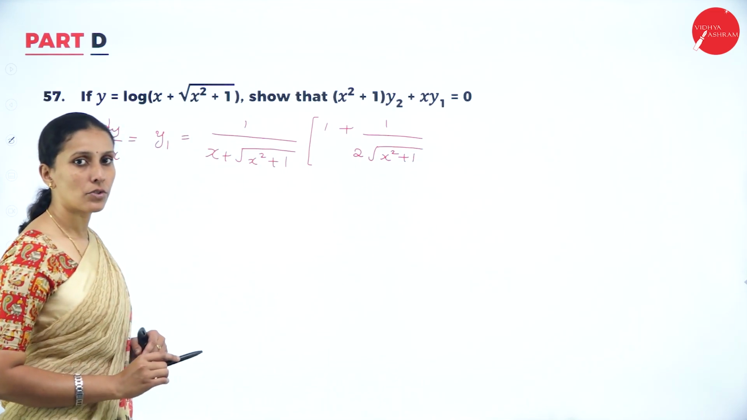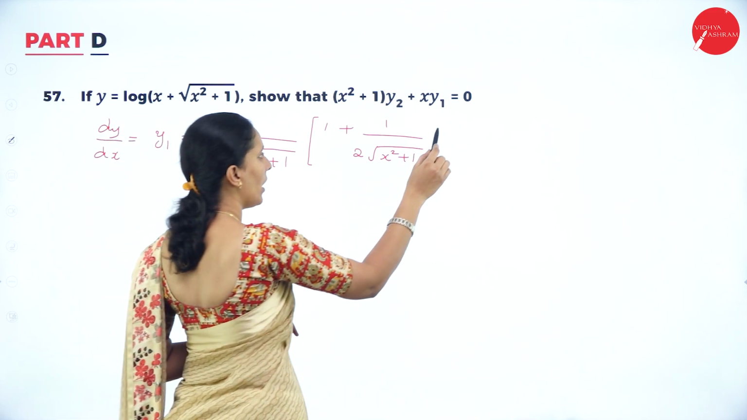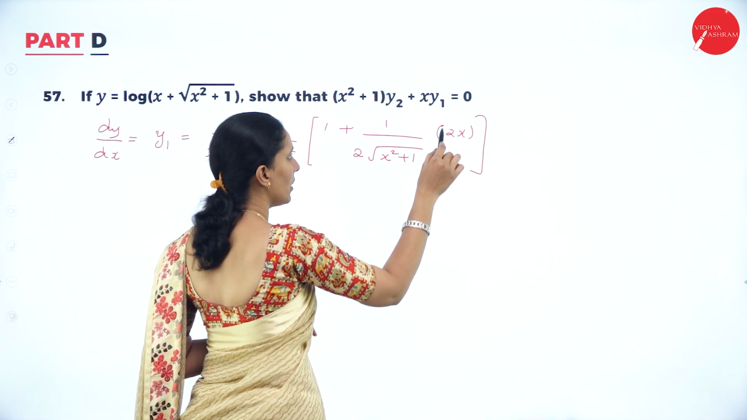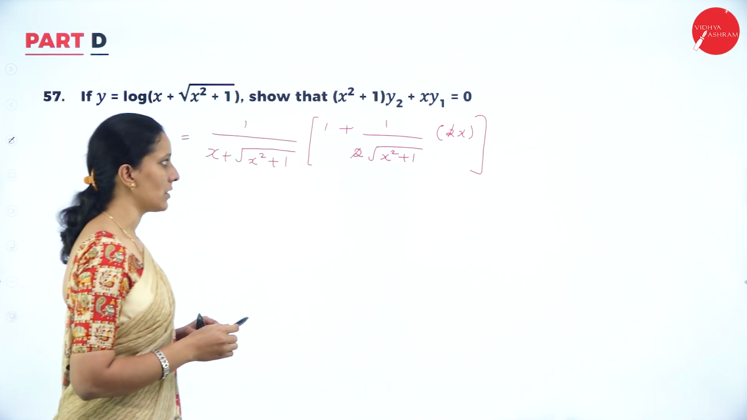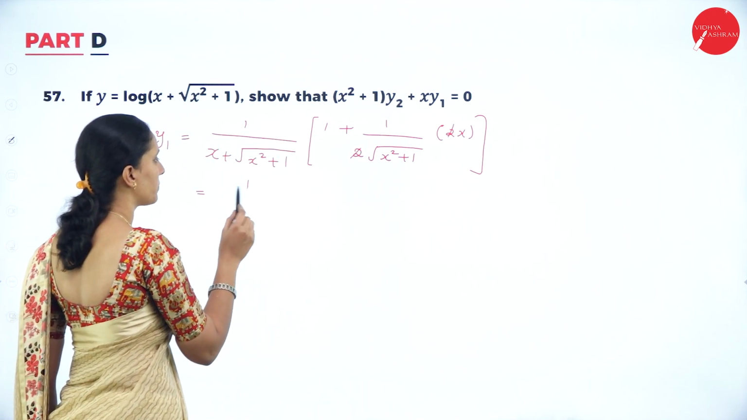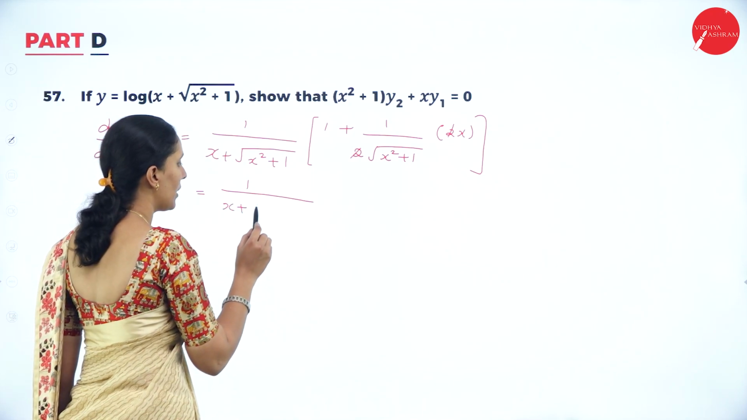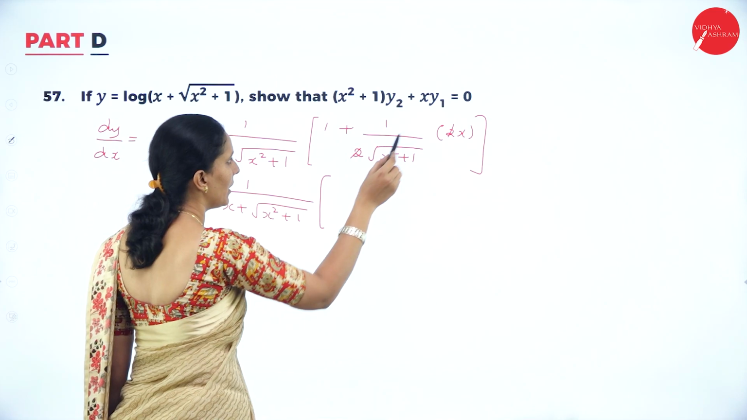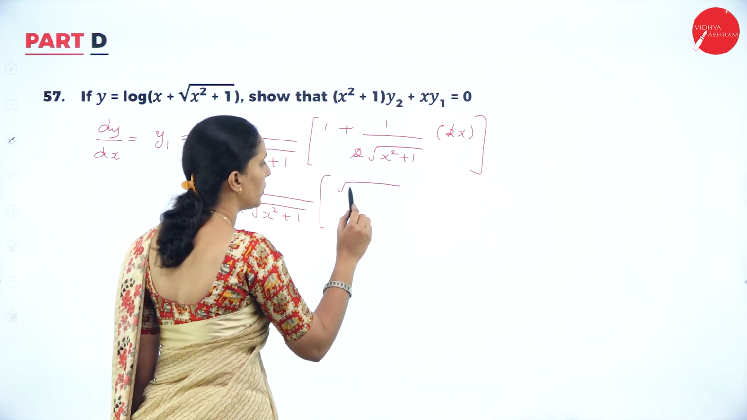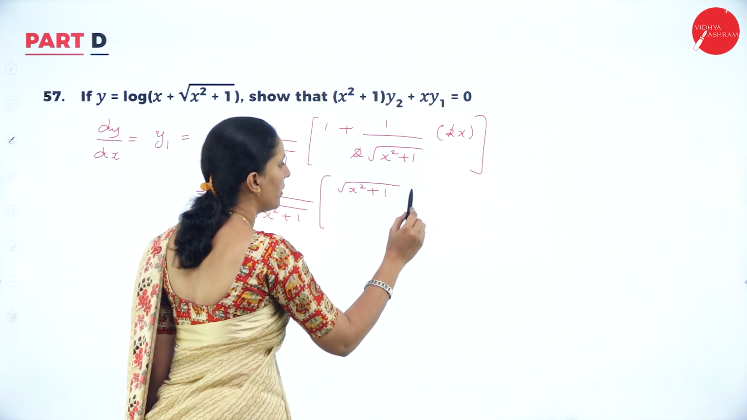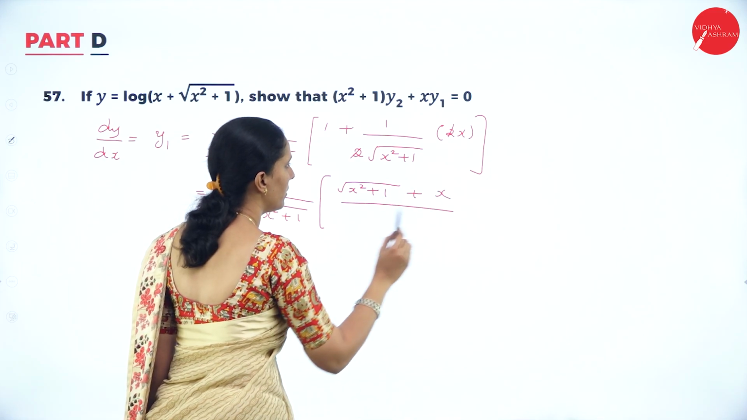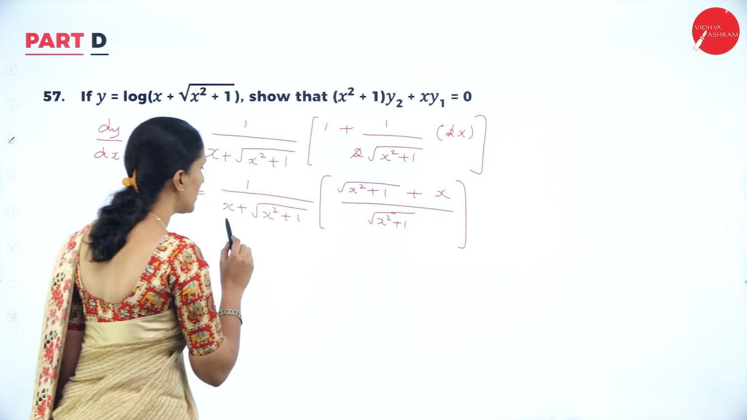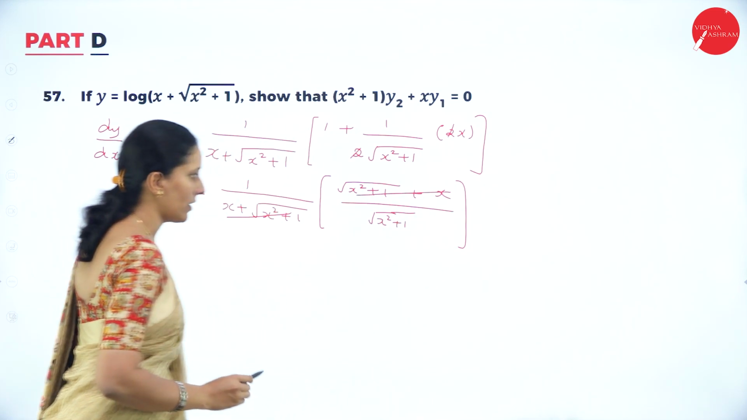Again when you derive x square plus 1 here, x square becomes 2x. The derivative of 1 is 0. So clearly the 2 and 2 get cancelled here. So now we are left with the denominator value. Here after multiplying the fraction, we will get root x square plus 1 plus x divided by root x square plus 1. So these two terms are the same, we can cancel them.